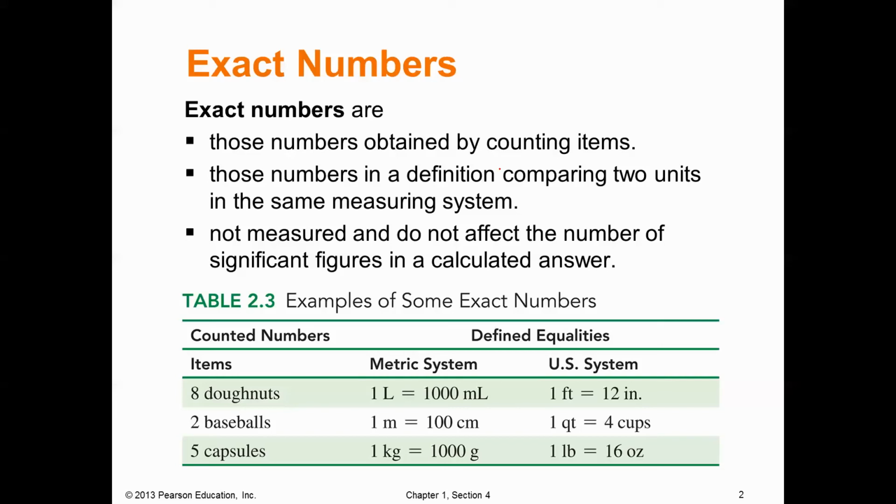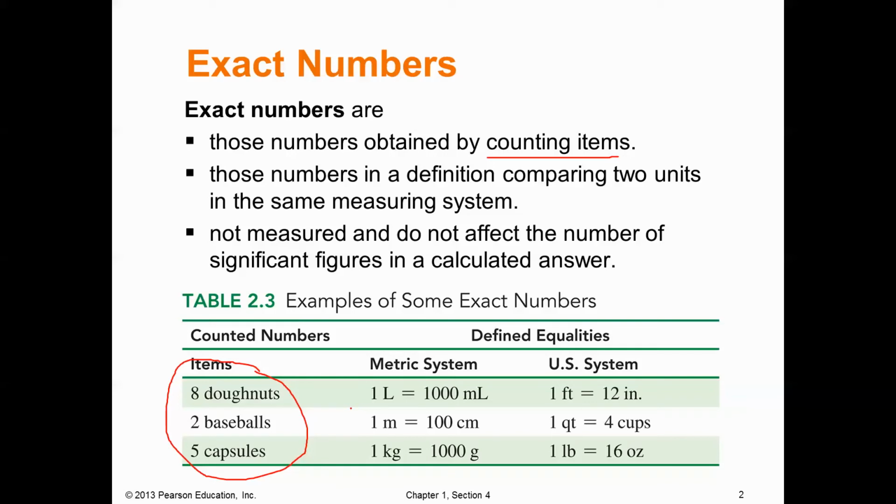And so we have a couple different types of exact numbers. We have counted items as one type. Counted items are just what the name implies, things that we count. And crazy as this might sound, these are actually exact numbers. So for instance, 8 donuts. If we have 8 donuts, there's exactly 8 donuts. There's not 7.5 donuts or 8.23 donuts. It's exactly 8 donuts. And an example that we might see in medicine would be, maybe you give a patient 2 tablets of a medication. That'd be exactly 2 tablets. So those are counted objects.